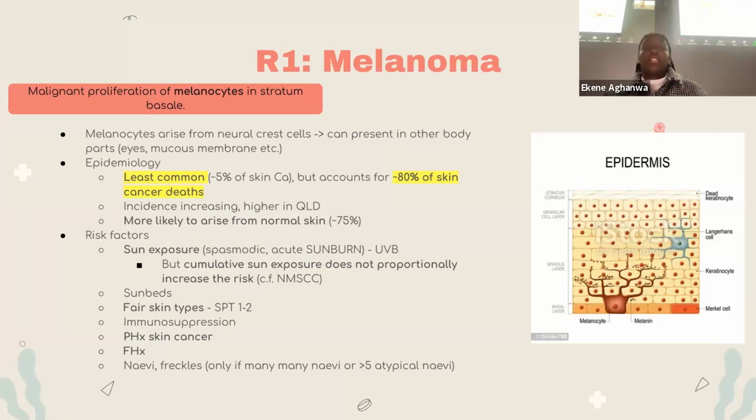Melanomas are more likely to come from normal skin as opposed to sun-damaged skin. However, sun exposure is still a risk factor for melanoma, but it doesn't have to be chronic sun exposure. It can be more like sun exposure here and there rather than years of it. Which means that it can happen in younger people as well. Other risk factors would be fair skin types, and family history is a big one for melanoma too. People who have many nevi or freckles are also at risk.